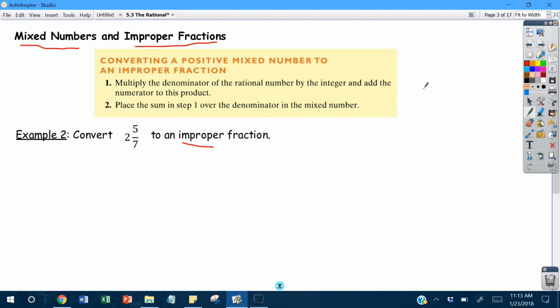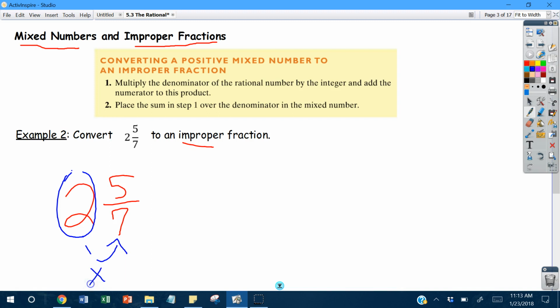So the way I like to do this is I've got a little visual that I keep in my head so I remember how to do this. That's not a 4, that's a 7. I'm going to take the whole number part and I'm going to multiply it by the denominator. That's the first step. So this is my little visual. I take the whole number, multiply it by the denominator, and that gives me 14. 2 times 7 gives me 14.